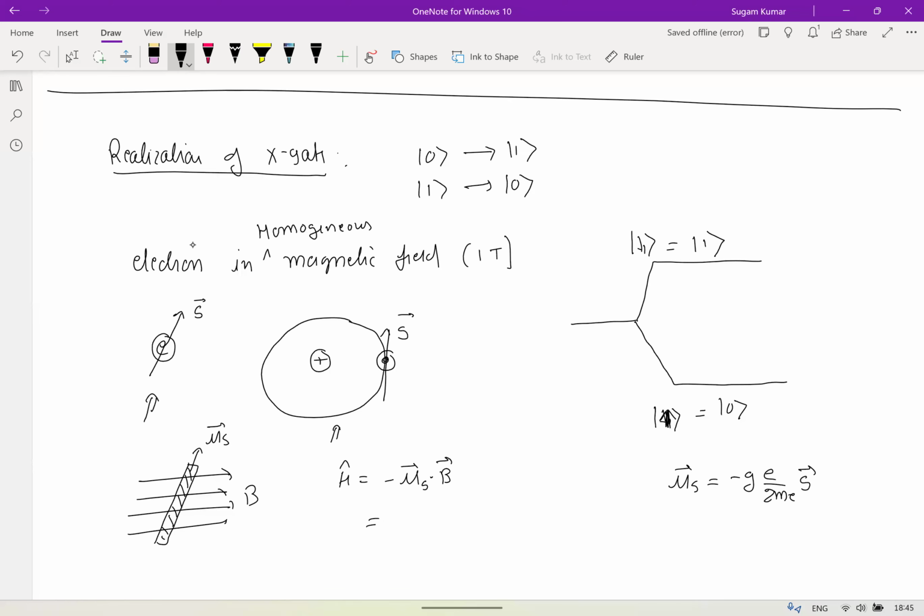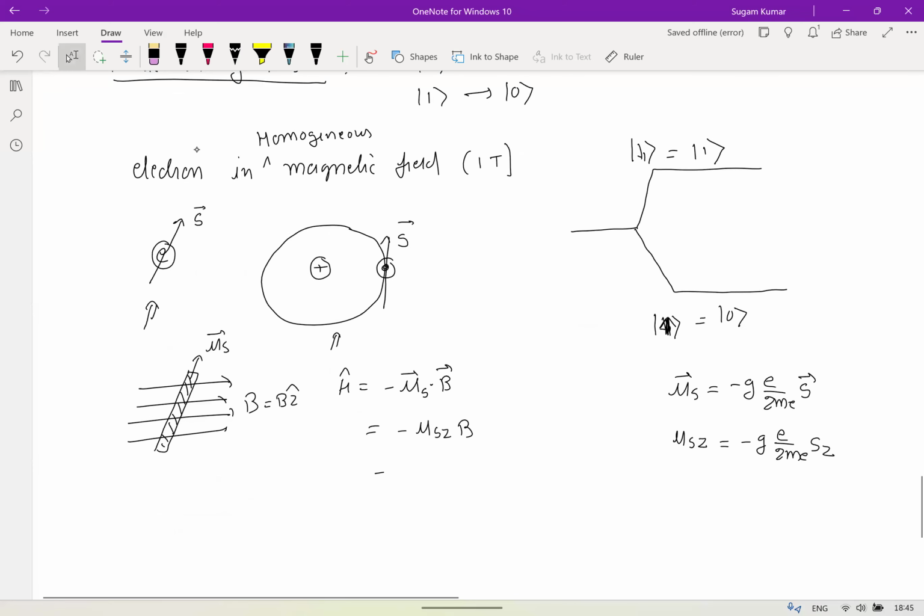And here, if the magnetic field is only, let us say, along the z direction, then I will only get this part. And look at here, this mu_sz is nothing but minus g e by 2m into S_z component. Exactly. So you can put it here. This is going to be a plus, and this is going to be g e by 2m_e and S_z.